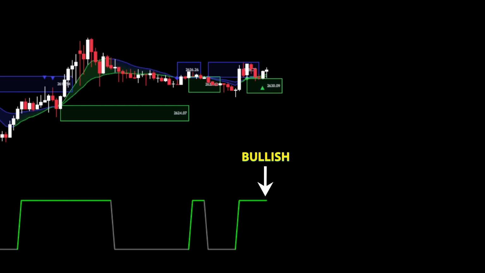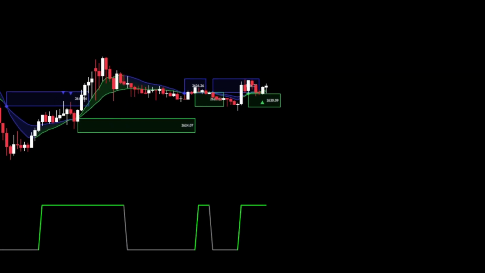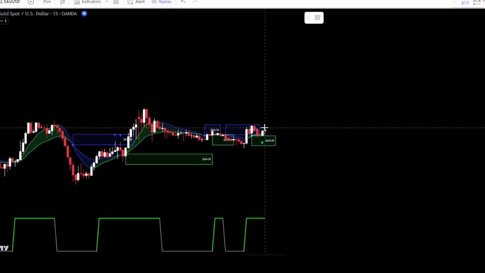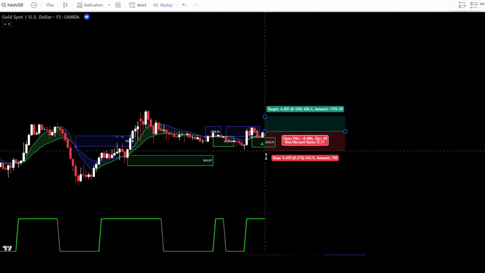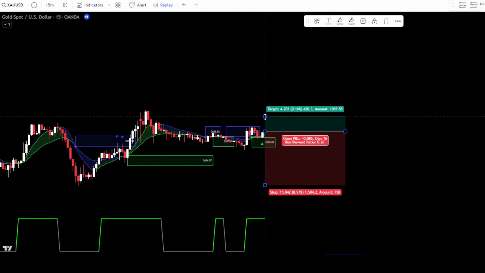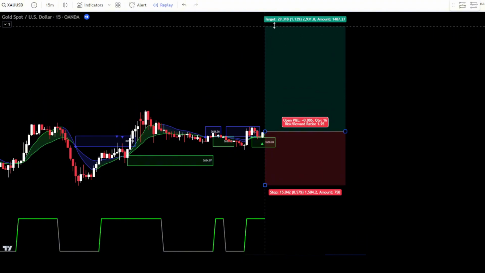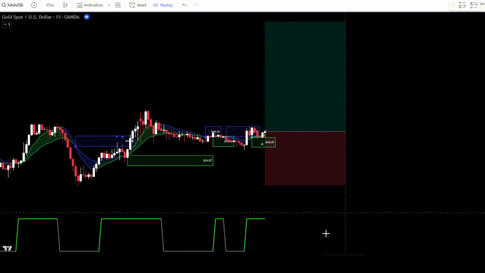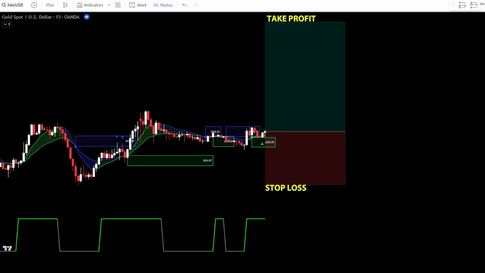Ensure the Trend Alert indicator also confirms a bullish trend. Verify that the candlestick formed is a bullish candlestick. If all conditions are met, place a buy entry after the bullish candlestick closes. Set your stop loss at the most recent low. Use a 1-to-2 risk-reward ratio to determine your take-profit target.